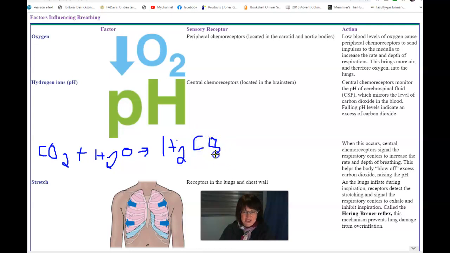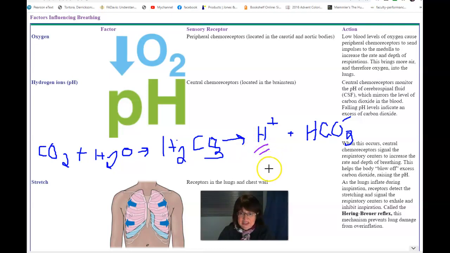Now, carbonic acid is not very stable, so it falls apart quite quickly, creating H+, which is the hydrogen ion, which is going to affect the pH, and your carbonate ion. Now, we'll talk about the carbonate ion quite a bit because that is really the main way that carbon dioxide is carried in the blood, because the carbonate ion is very soluble. So if you remember back to pH, if you increase the amount of hydrogen ions, that will result in a decrease in pH.